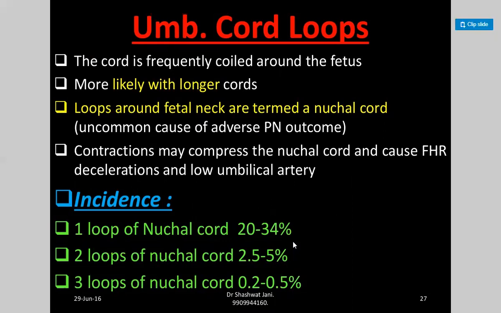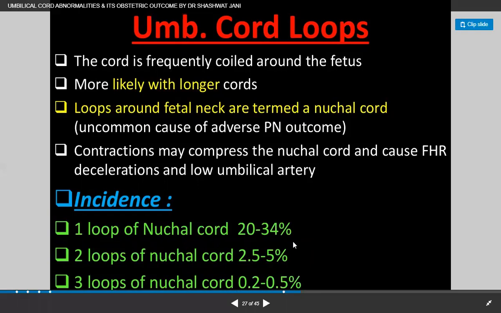It is more likely with longer cords. Normally the length is 50 to 60 centimeters, and if it is more than that, it can lead to loops. These loops around the fetal neck are termed a nuchal cord. It is an uncommon cause of adverse perinatal outcome. Contractions may compress the nuchal cord, that is when the umbilical cord loops around the neck, and cause fetal heart rate decelerations and low umbilical artery pH.